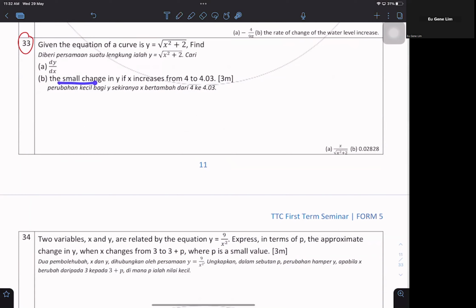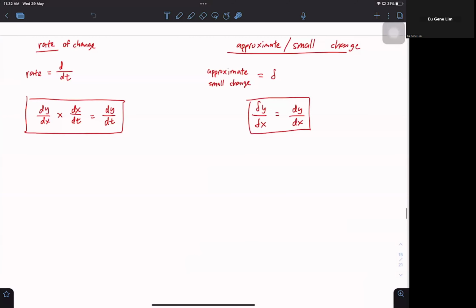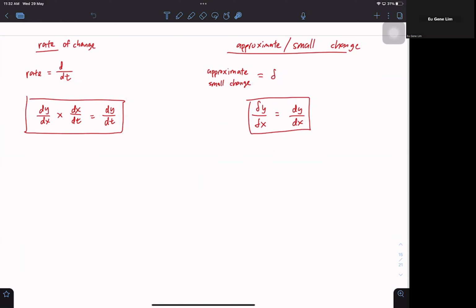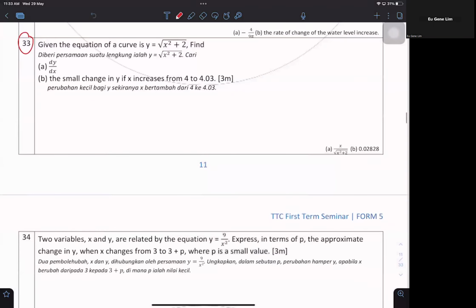You see the words small change? Approximate change, small change. Small change is delta. Small change, approximate change, delta. The formula is delta y over delta x equals dy/dx. This formula will not be given, you just have to remember, all right? Okay, so the question: find dy/dx first.